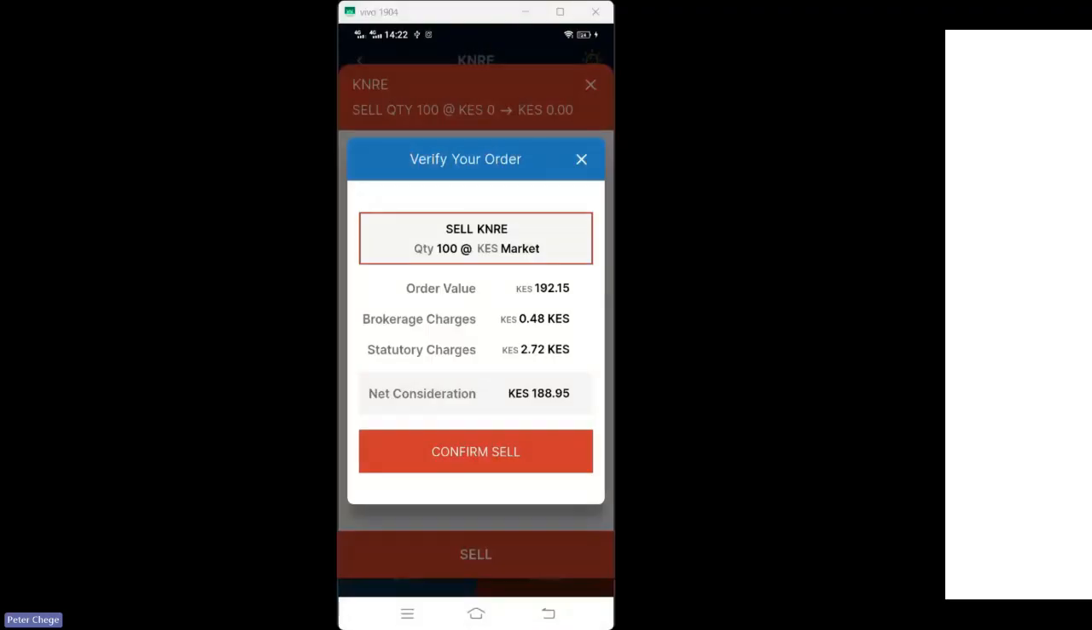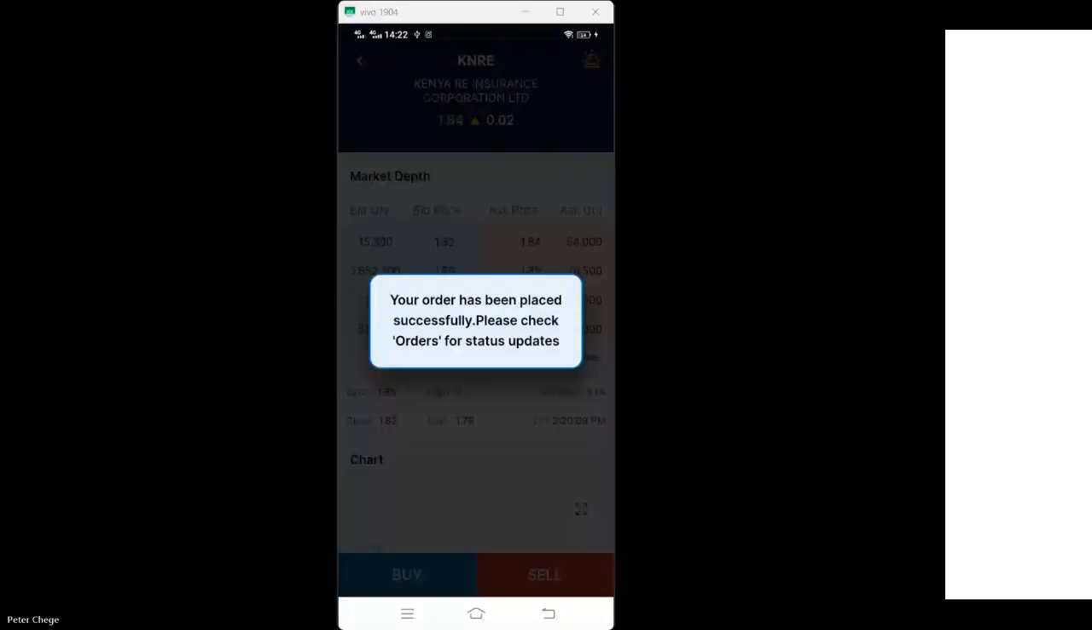Again, charges, net consideration is less all the charges. So it is net of what I receive. Confirm the trade. So it's being submitted. I'm not signed out. So it has gone through. So we go back.